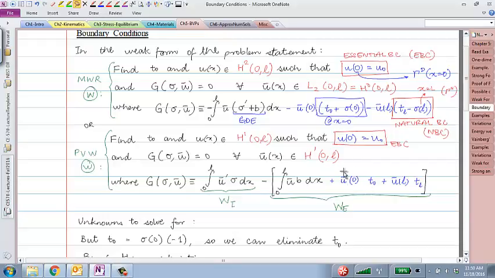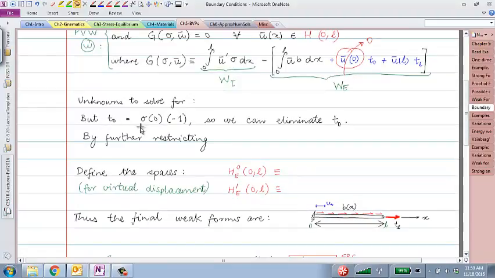But in addition, if we pick u bar at 0 to be equal to 0, then this entire term drops out. Similarly, this term entirely drops out if we pick u bar equal to 0. So we can eliminate the traction at 0, because if we know the stress function, we can easily find that by further restricting that u bar at 0 should be equal to 0.